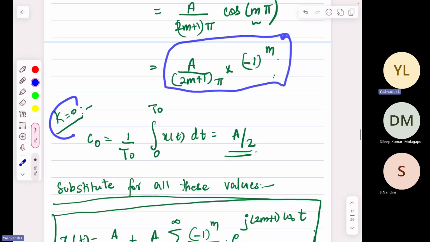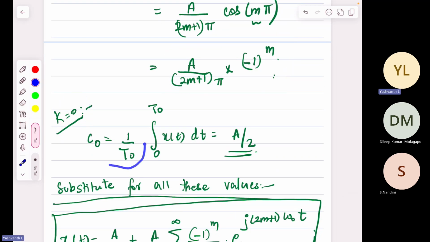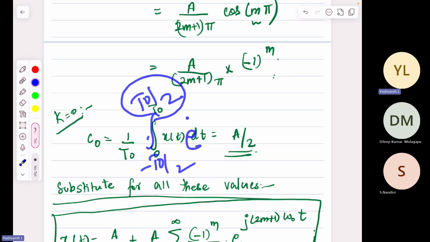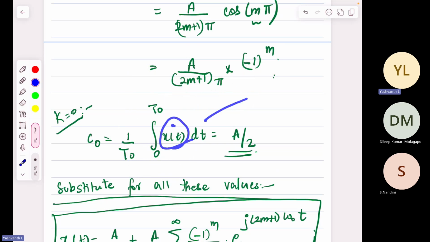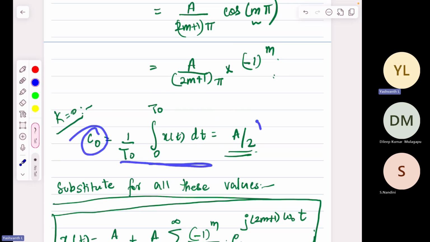Now for k equal to 0, go back to the definition, that is c naught. You can do it over any interval. You can do this from minus t naught by 2 to plus t naught by 2, anything is okay, because I don't have that e power minus j omega naught t coming. I chose a different interval just to simplify the integration. It doesn't matter which interval you choose, as long as it is over one time period. So you can show that this integral comes out to be a by 2.